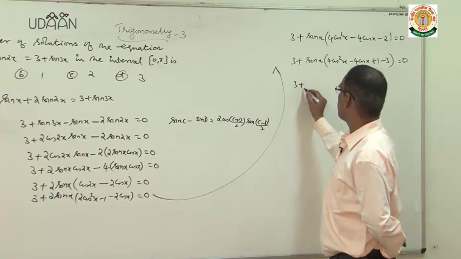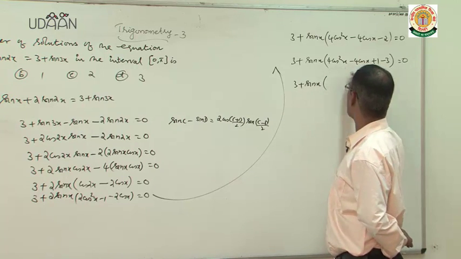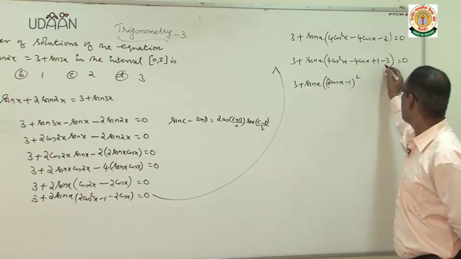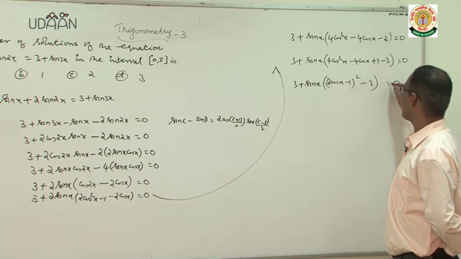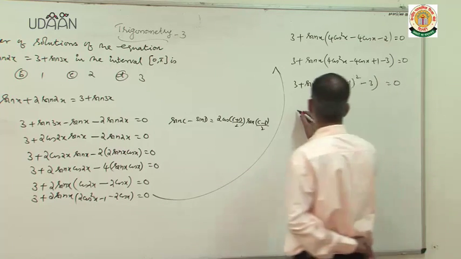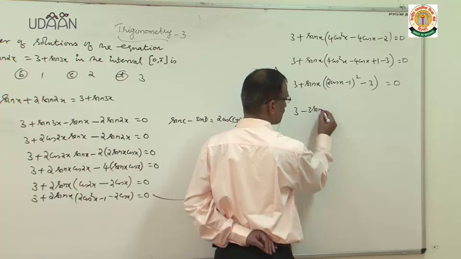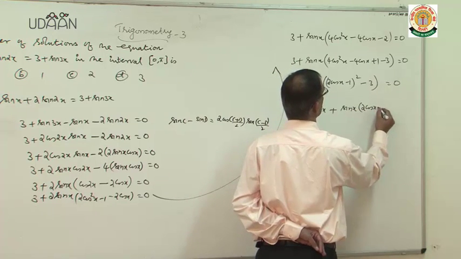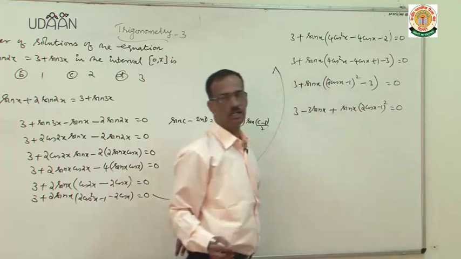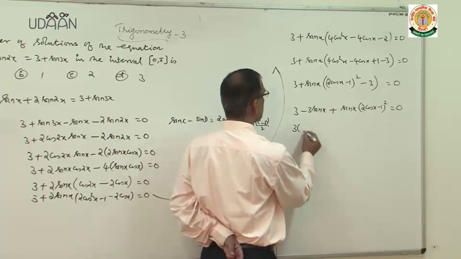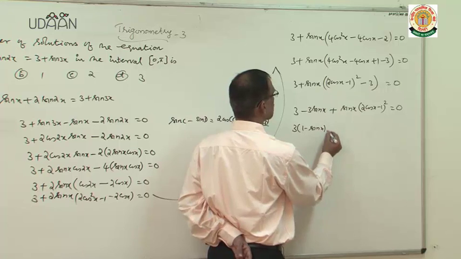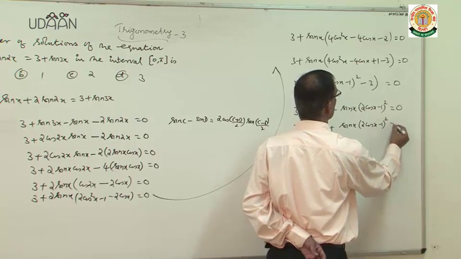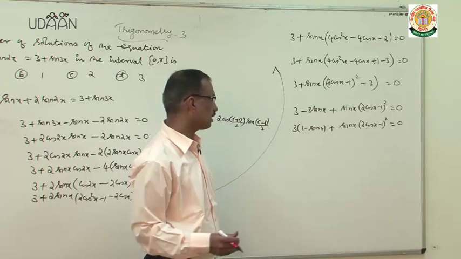So, now 3 plus sin x into this completed as 2 cos x minus 1 the whole square, and then minus 3 equals 0. Or 3 minus 3 sin x plus sin x into 2 cos x minus 1 the whole square equals 0. From this, 3 into 1 minus sin x plus sin x into 2 cos x minus 1 whole square equal to 0.